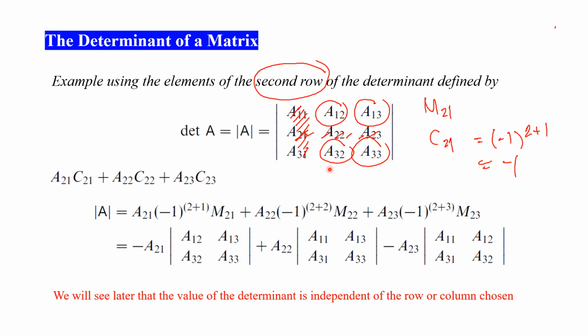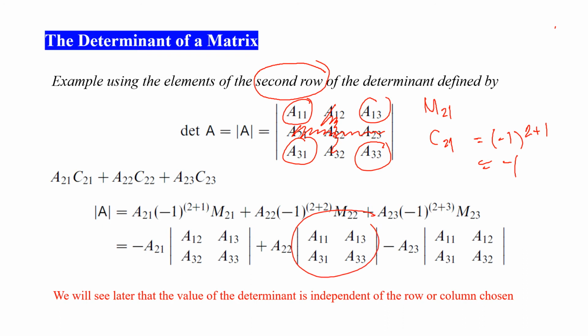And you do it with the next elements, okay? So again, for example, for your A22, we remove all the elements of the second row and the second column. So we're just left with A11, A13, A31, A33. As your cofactor, which is 2 plus 2, the cofactor C22 is -1 to the 4, so that's positive. So you have plus A22 times the determinant of these elements here.